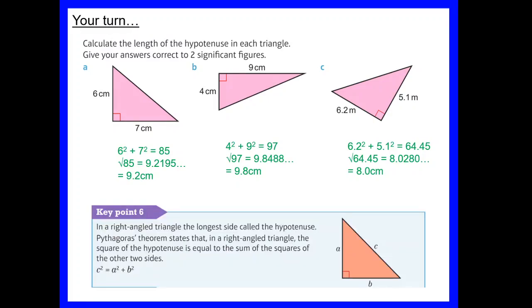Okay, so our key point from this lesson then: in a right angle triangle, the longest side is called the hypotenuse, and Pythagoras' theorem states that in a right angle triangle, the square of the hypotenuse is equal to the sum of the squares on the other 2 sides, and we write it as c squared equals a squared plus b squared, or a squared plus b squared equals c squared.